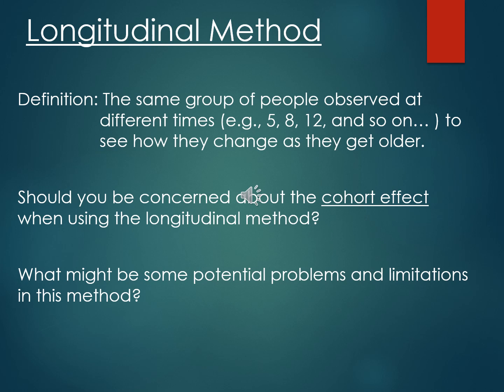The longitudinal method of developmental study is different from cross-sectional study in that the same group of people are observed at different times. So you follow the people to observe them at different ages, different times in their life. Like when they are 5-year-old, you follow them to 8-year-old, then 12, and so on. Okay. So one question is how cohort effect affects the longitudinal method.